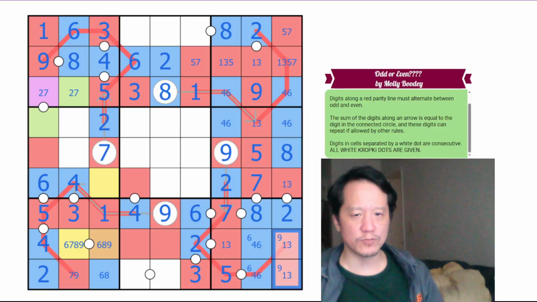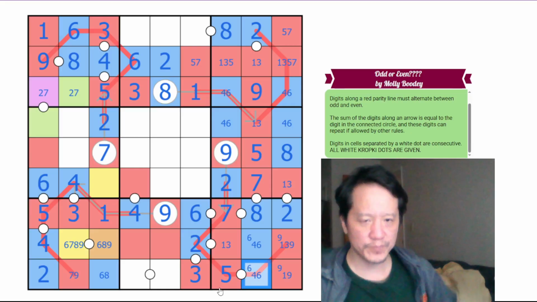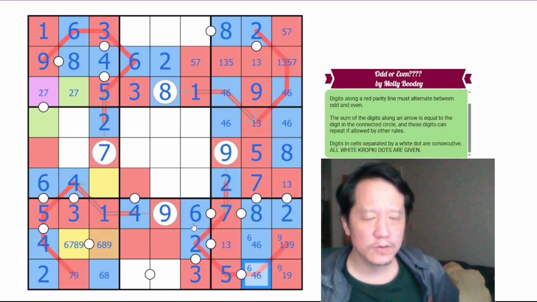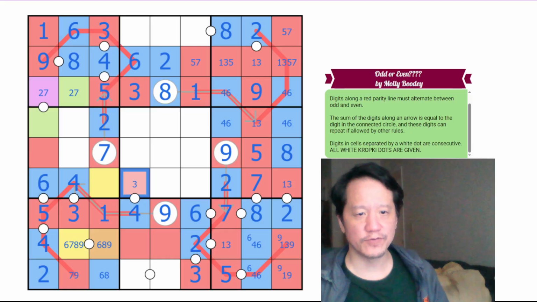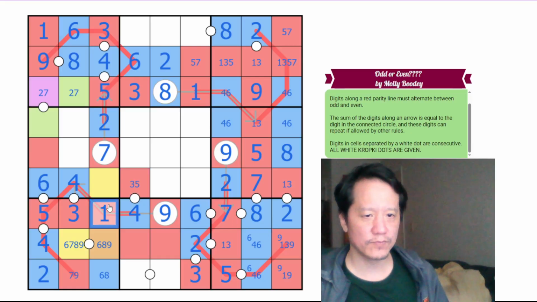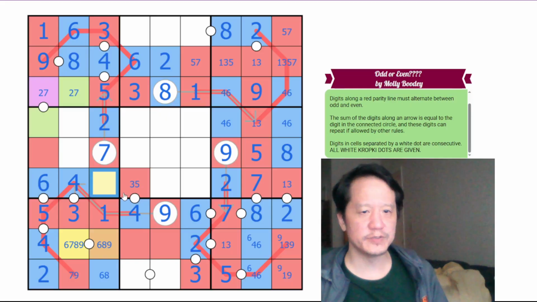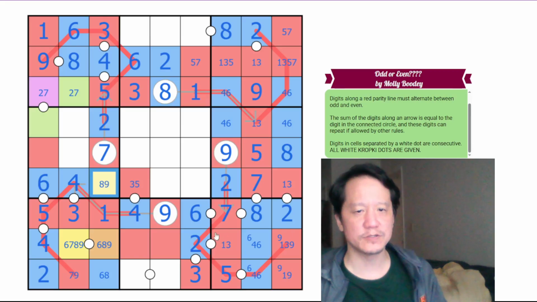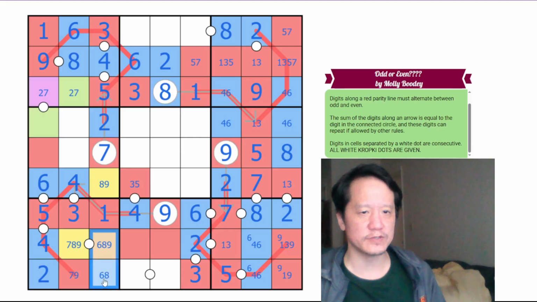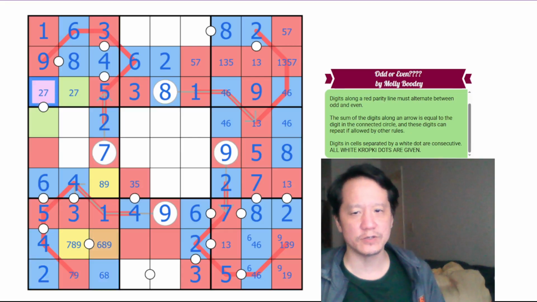Remaining digits are 1, 3, and 9. This cannot be 3 because of 3 in the row. 4 is consecutive with 3 or 5 here. This has to be 6, 8, or 9, but cannot be 6 here because of 6 in the box. So this is 8 and 9. This can't be 6 because one of these is 6 here. 2 eliminates 2 here. So it's 7, which makes this 2.